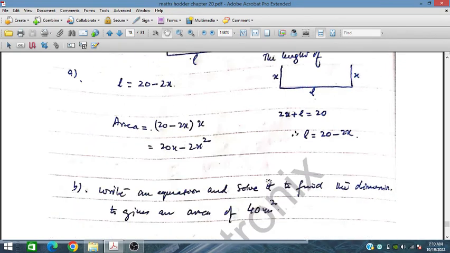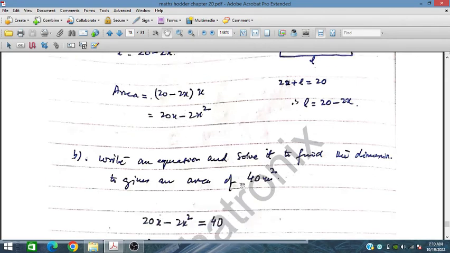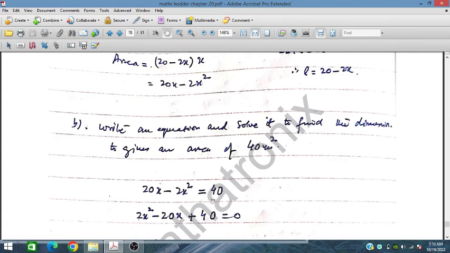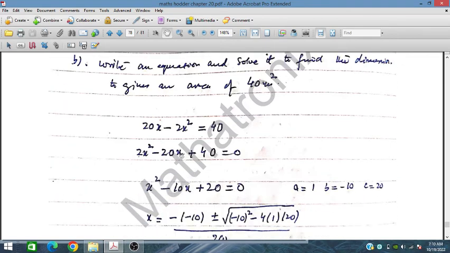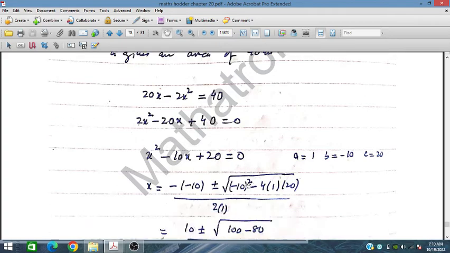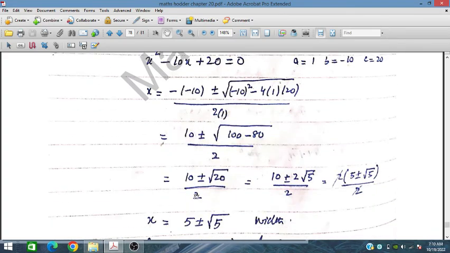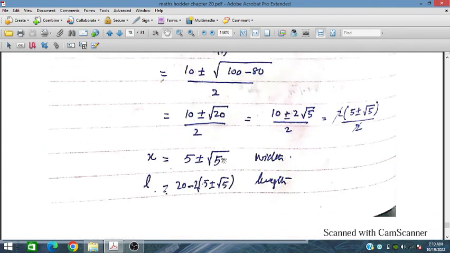Part B: write an equation and solve it to find the dimensions to give an area of 40 meters square. Suppose this is equal to 40 meters square. Then we shift it here and take out 2 common here. So this is x square minus 10x plus 20. So apply the quadratic formula and get the result like this.